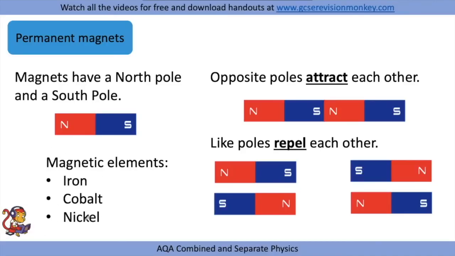Other substances can be magnetic, for example, steel is an alloy that is magnetic, but that's because steel contains iron, and iron is a magnetic element. So you will see other substances that are magnetic, but that's because they will include one of these magnetic elements.